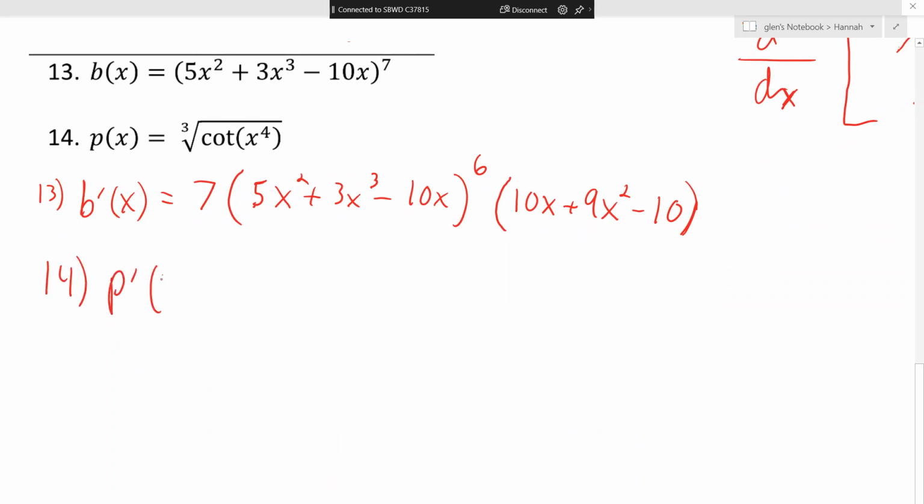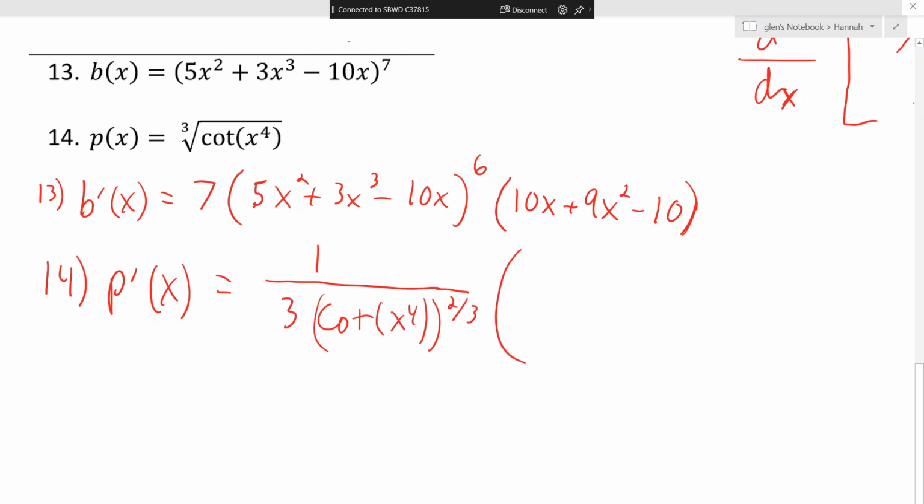And then 14 is just to the 1/3 power. So p prime of x becomes, everybody watch this magic, 1/3, and it's going to be cotangent of x to the 4th to the negative 2/3 power. You can write that out right next to it, but because it's negative and I'm thinking ahead, I'm just going to move it right down to the denominator. So it's going to be cotangent x to the 4th to the 2/3 down the bottom. That's deriving the 1/3 power.